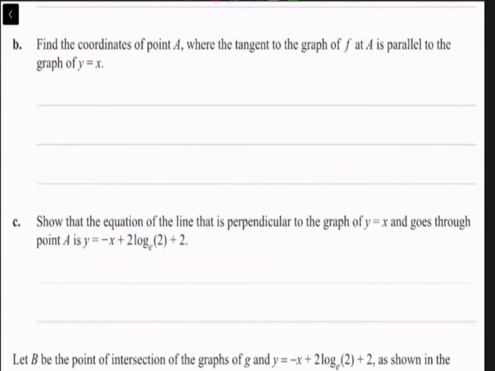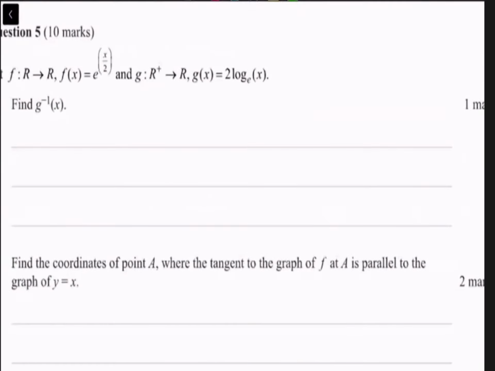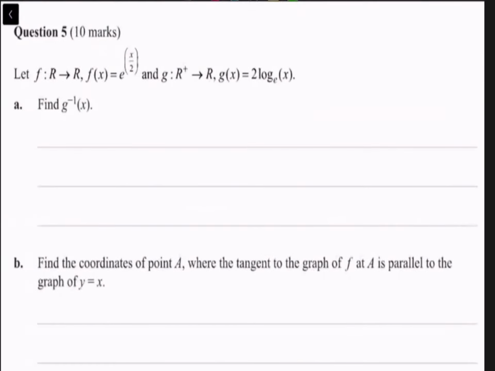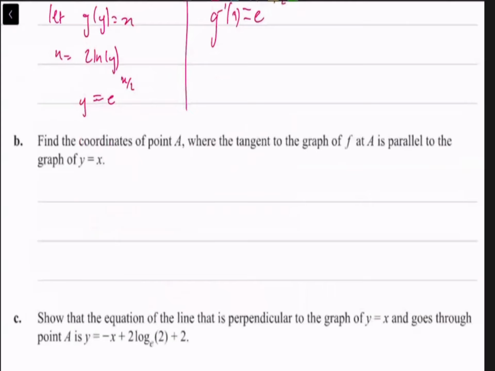So question 5 is the last question. It's not too bad, this question. So find g inverse x. Just let g(y) equal x. So x equals 2 ln y. So y is e to the power x on 2, so that means g inverse x is e to the x on 2.